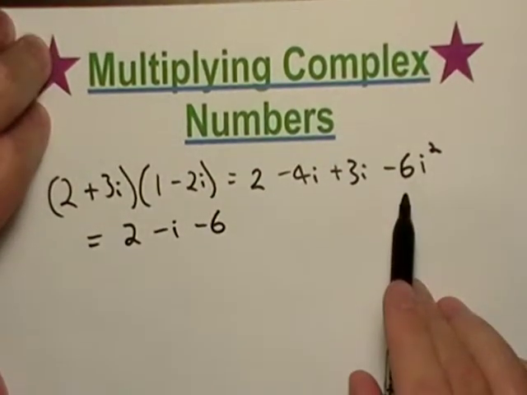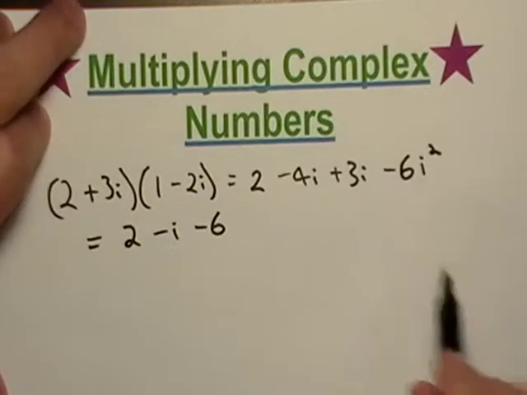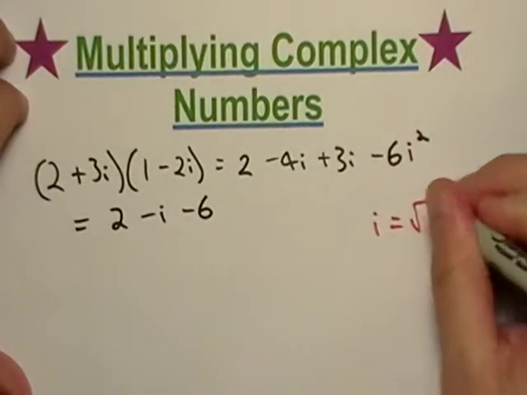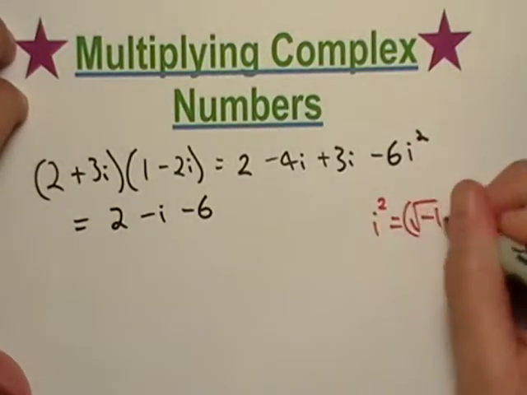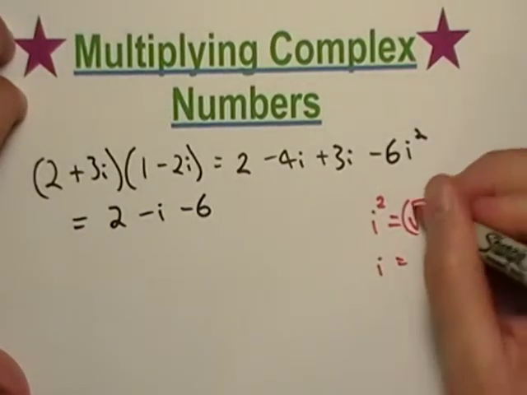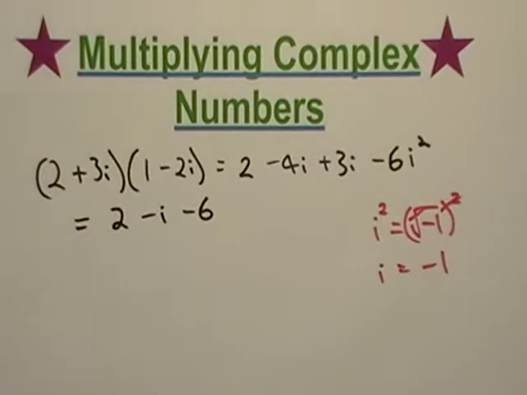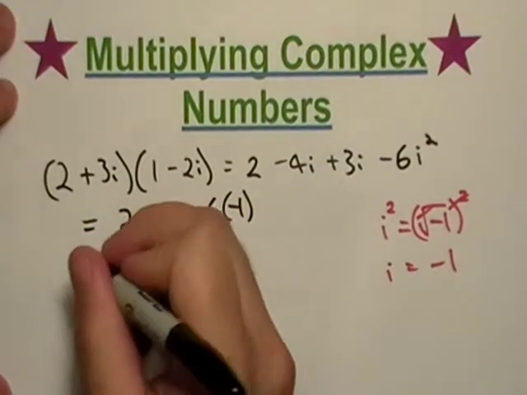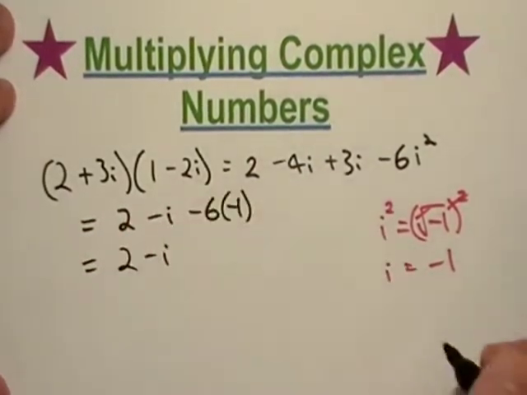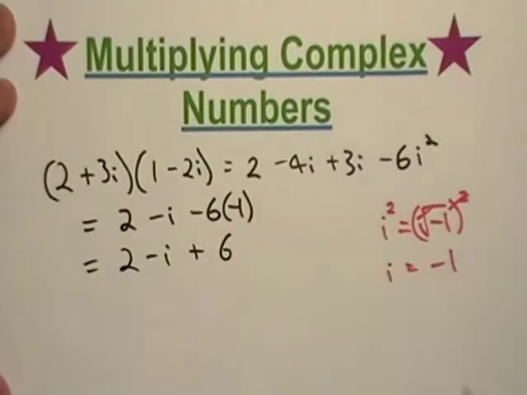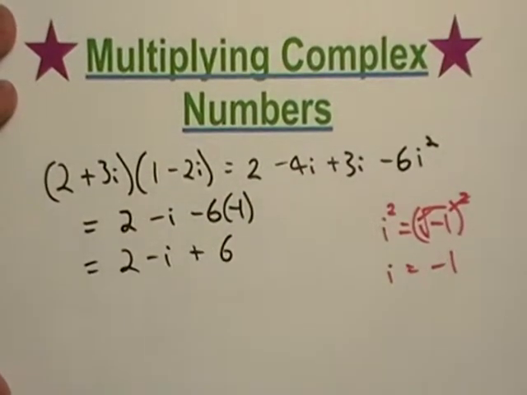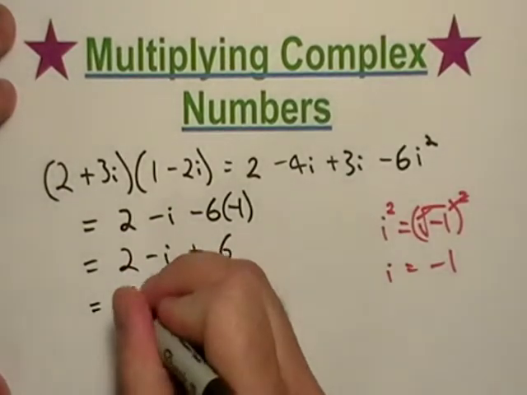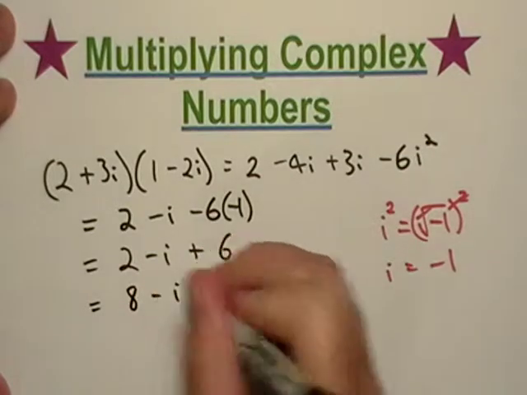But remember, i squared is equal to negative 1. That's because i is equal to the square root of negative 1, so if I square both sides, the square root cancels and I'm just left with negative 1. So I write that in there. I get 2 minus i plus 6, because negative 6 times negative 1 is positive 6. Now I just add my like terms together and I get 8 minus i.